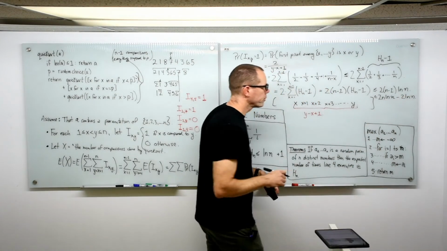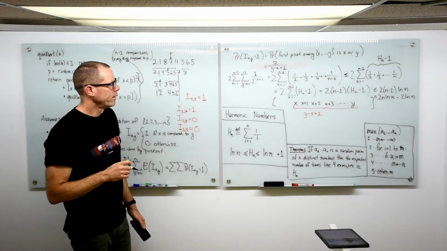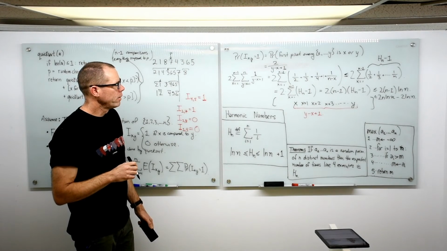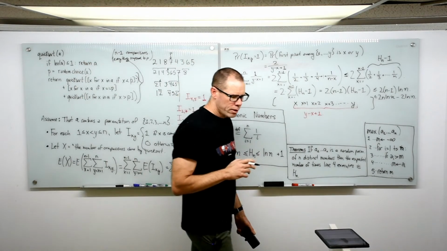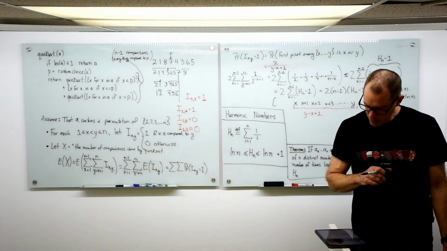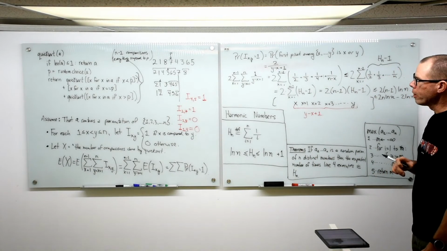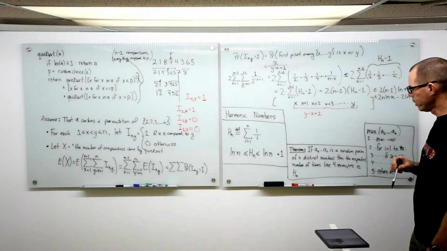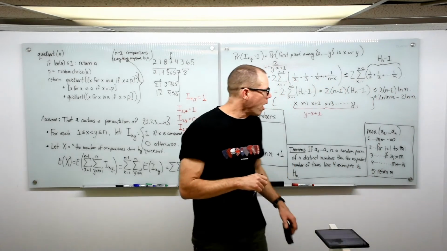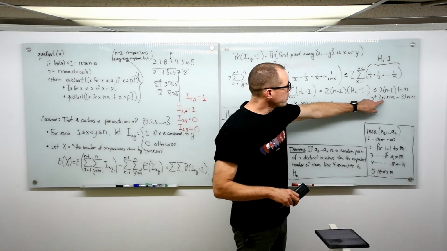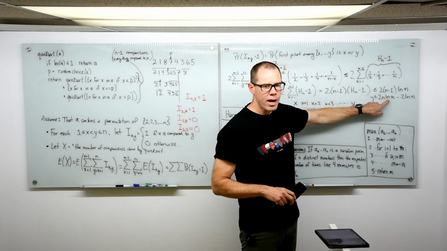Okay. So the expected number of comparisons done by Quicksort is not more than 2n times the natural logarithm of n.